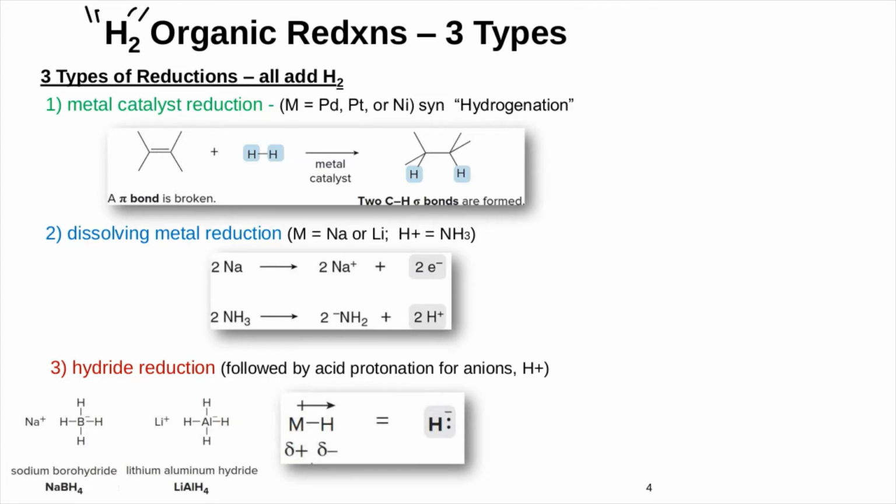Now, how we add 2 hydrogens is going to be different. There's 3 different ways we can add 2 hydrogens or reduce a functional group, okay? There's 3 types of reductions. And they all add, not the molecule H2, but they all add quote unquote H2. Now, H2 is our simplest molecule that exists. It's hydrogen, right? Hydrogen is 2 hydrogen atoms bonded together by a single bond.